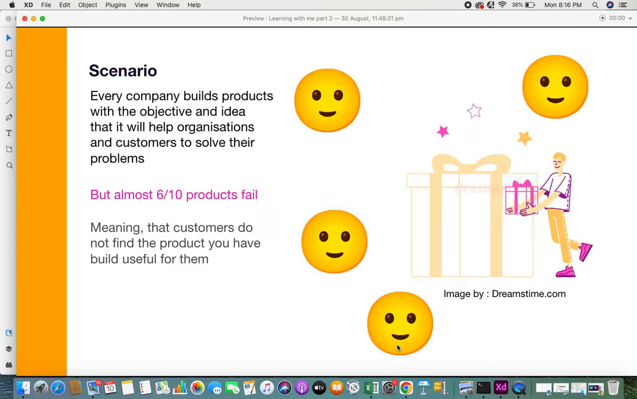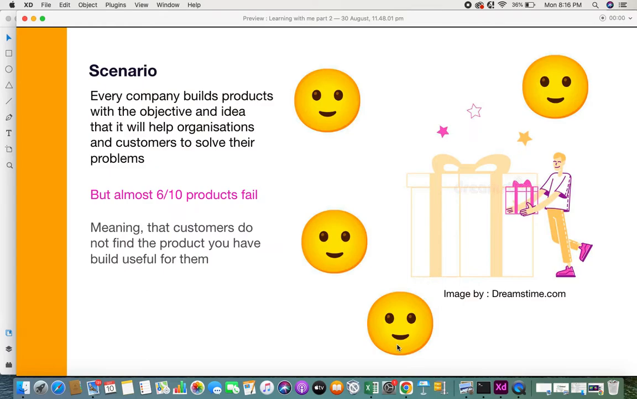Before we get into that, the current scenario is that every company builds products or services with the idea and objective that it's going to help end users solve a particular problem, achieve a particular goal, and relieve them of certain pains they are facing. With this idea, companies keep developing products and services continuously in the market every day.